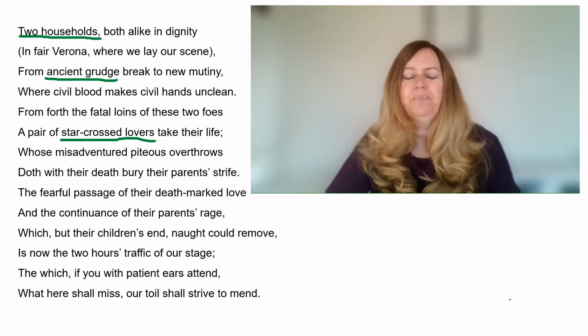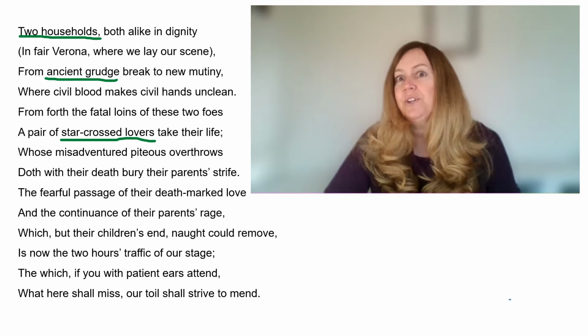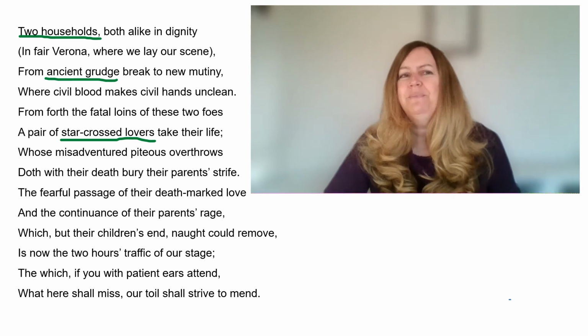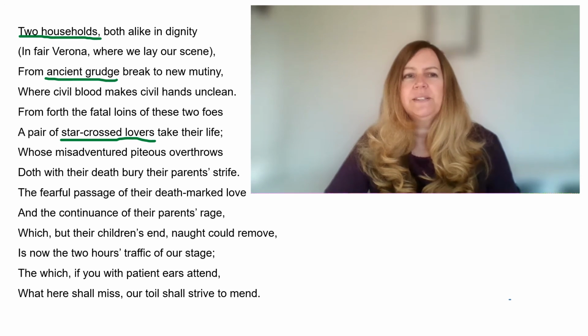Star-crossed lovers. In the past, and actually even nowadays, horoscopes anyone? People believed that the stars influenced our lives. Here, Shakespeare tells us that the stars, or destiny, have decided that Romeo and Juliet must die. And just in case we missed that, he tells us that their love is death-marked.